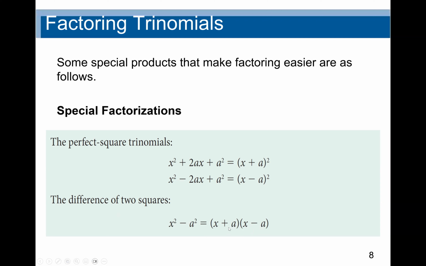Because here we can see that plus a times x will give me plus ax. Now minus a times x also will give me what? Minus ax. So plus ax will cancel minus ax. Then we have x times x, which is x squared, plus a times minus a will give me minus a squared. And normally we call this difference of two squares.